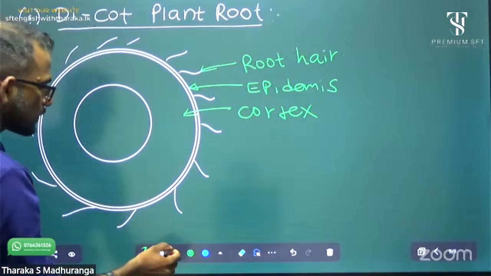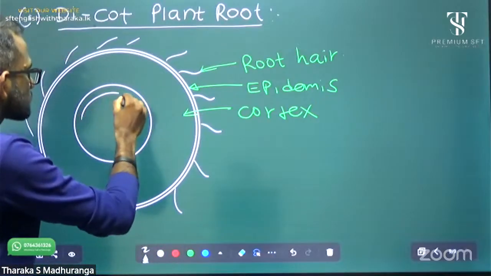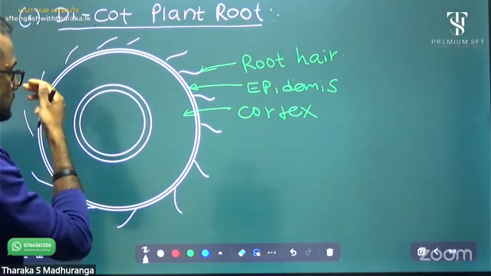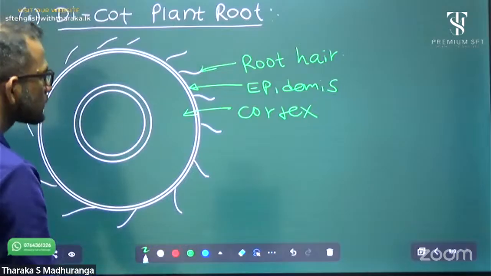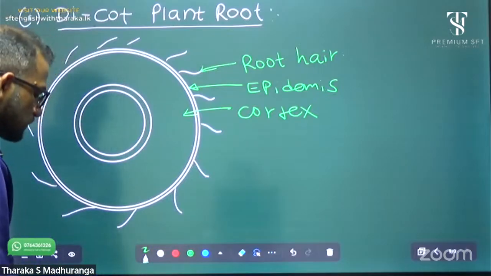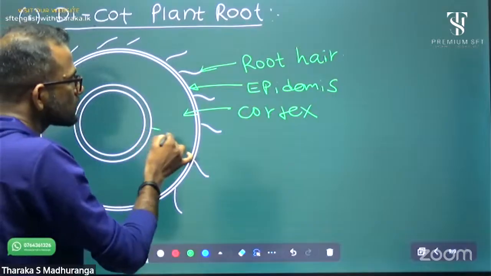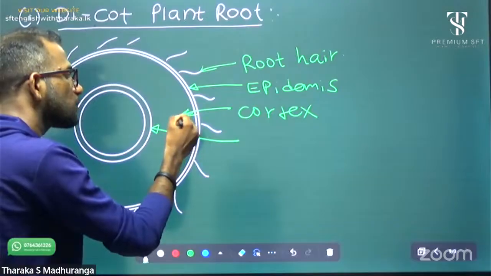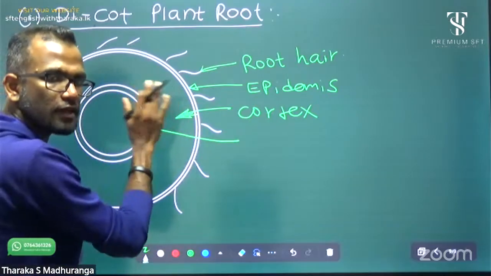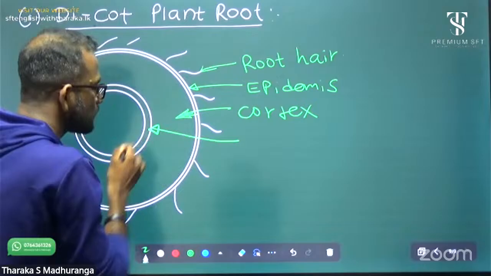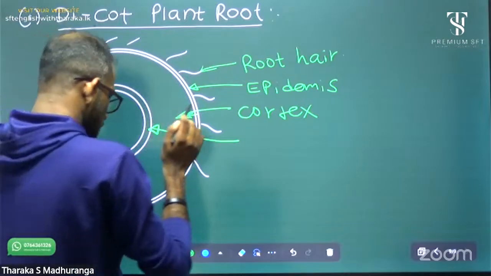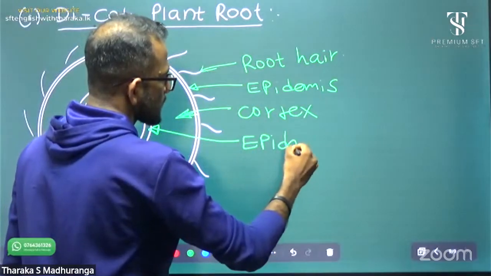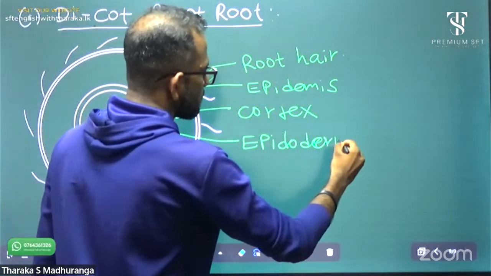And there are two layers here. This is important. This outer cell layer we call the epidermis, and this entire part is the cortex, right? This entire part is the cortex. This outer cell layer is the epidermis.